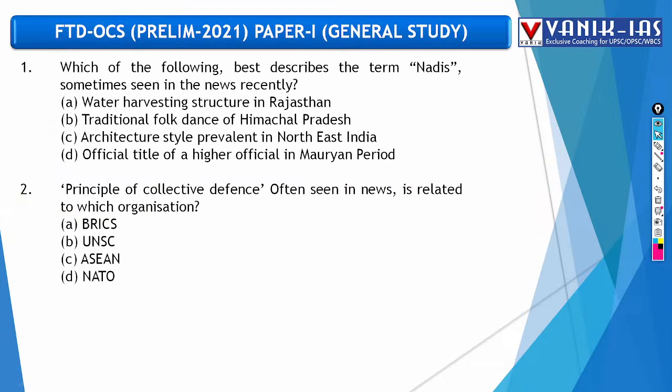Which of the following best describes the term Nadis? The term Nadis is basically related to Rajasthan. The options are: water harvesting structure in Rajasthan, traditional folk dance of Himachal Pradesh, architecture style prevalent in Northeast India, and official site of higher official in Mughal period. It is a water harvesting structure in Rajasthan. That is called Nadis, water harvesting structure.